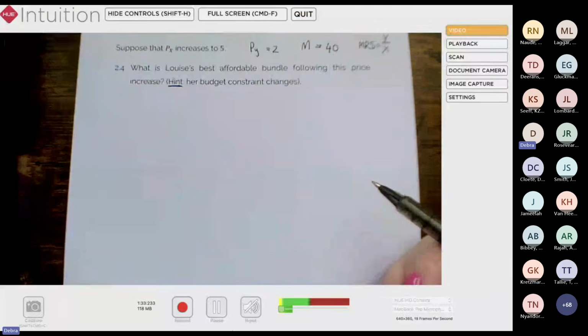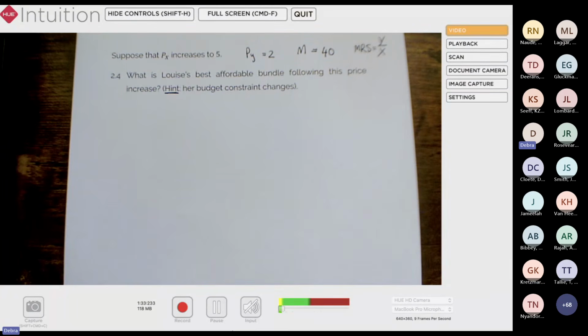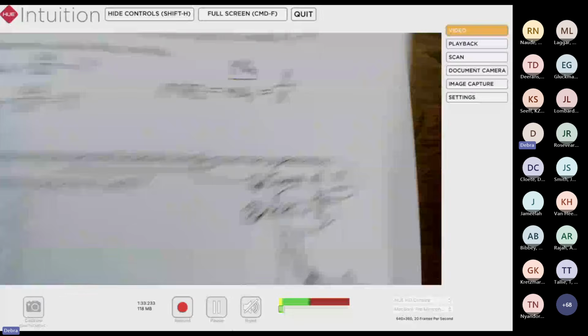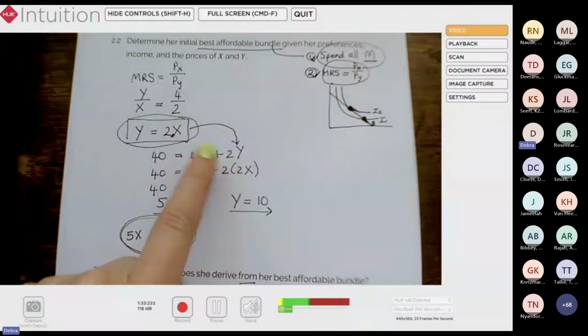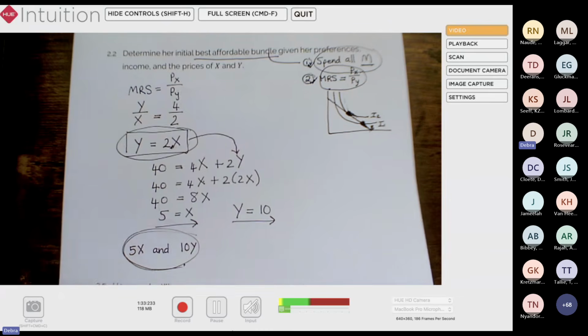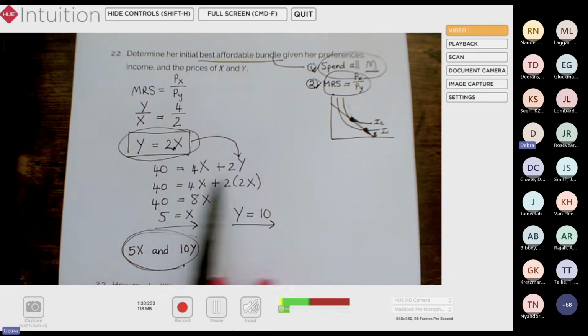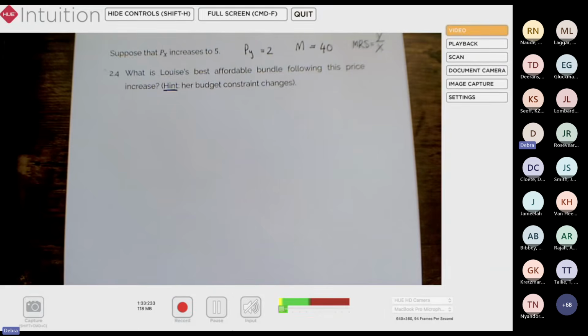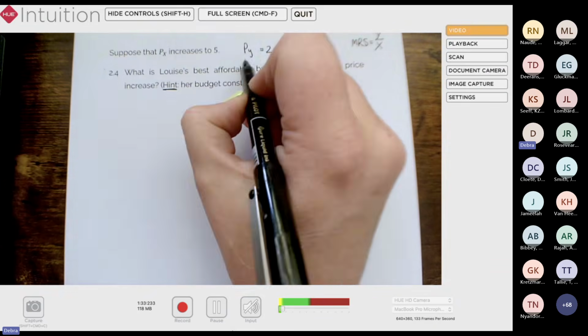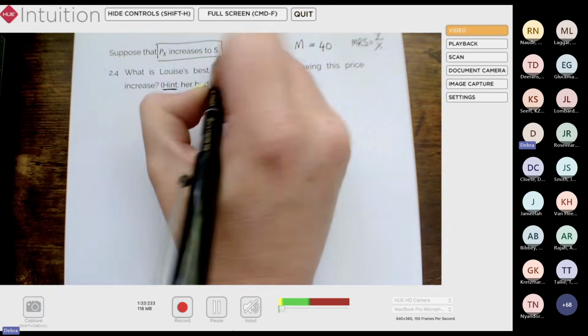So what I'm going to do is repeat the analysis from 2.2, but in this step where I substitute into the budget constraint, I now need to use a different budget constraint, because spending or M no longer uses this budget constraint. Spending or M relies on a different budget constraint because one of the prices has changed.